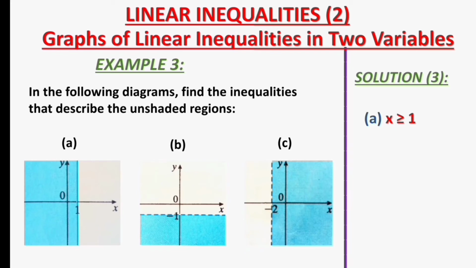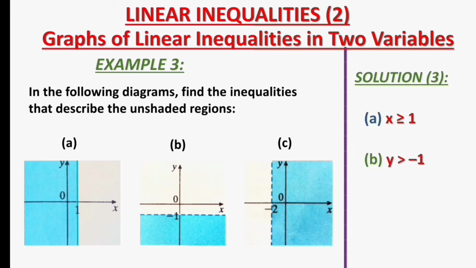Next, for question B, since the boundary line involves a broken line, do you think the inequality will involve equal to or not? Let's see if you are right. For question B, the inequality is y is greater than -1. This is so because the numbers greater than -1 on the y-axis are the unshaded and required numbers. And since the boundary line is a broken line, equal to is not required in the inequality. So the inequality for question B remains y is greater than -1. I hope you got that right again.